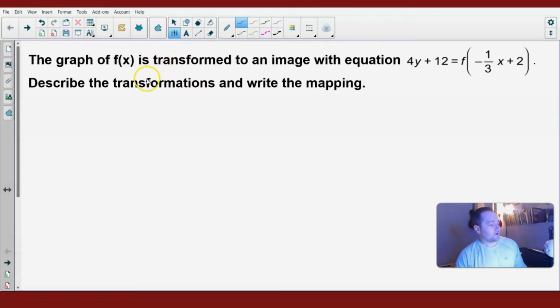All right. So we got a question here that's given to us. It says, the graph of f of x is transformed to an image with an equation 4y plus 12 equals f of negative 1 over 3 x plus 2. Describe the transformations and write the mapping rule. So we got this equation over here that in my class I call a general function. It doesn't have a specific function. It's not like a quadratic or an absolute value. It's just a general function, hence the f.